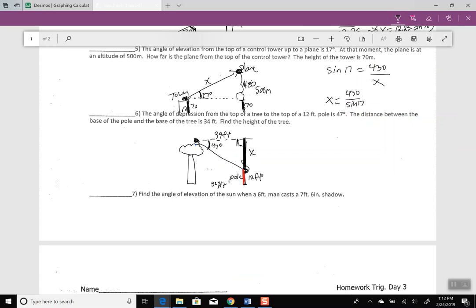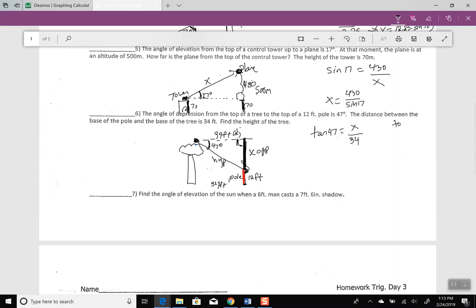So where were we? Tree, pole, angle of depression goes down, make the horizontal. Make sure that you're doing this angle and you're working with this particular triangle. So I want the, here's the hypotenuse, the adjacent. This is the opposite. So I want opposite and adjacent, so tangent of 47 degrees equals the opposite side over the adjacent side.